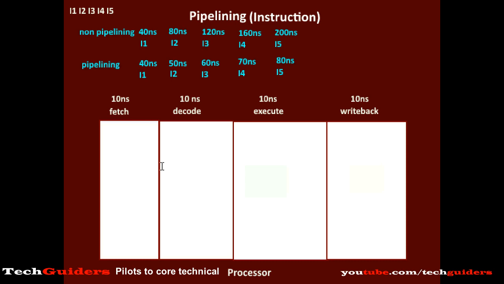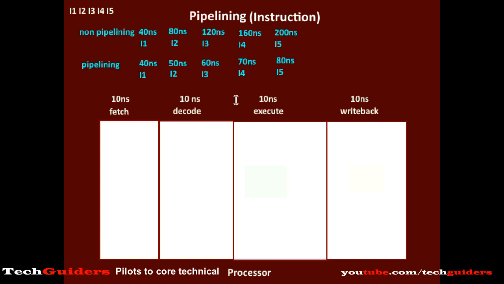Also, if we consider each individual instruction, the time taken for each individual instruction is actually the same in both non-pipelining and pipelining. Every instruction has to pass through all these phases: fetch phase, decode phase, execute, and write back phase. Hence, the time taken for each individual instruction is 40 nanoseconds. Even then, within a span of time, we are getting more instructions out in pipelining compared to non-pipelining.